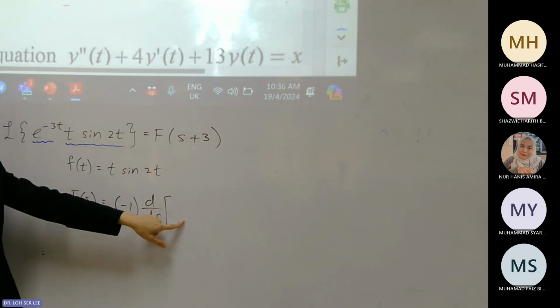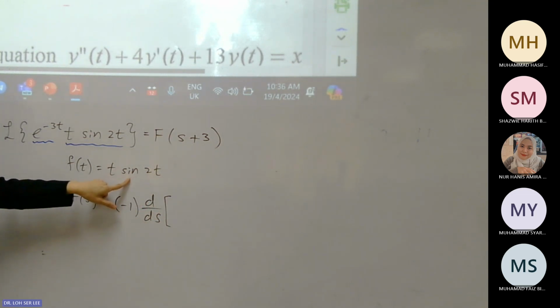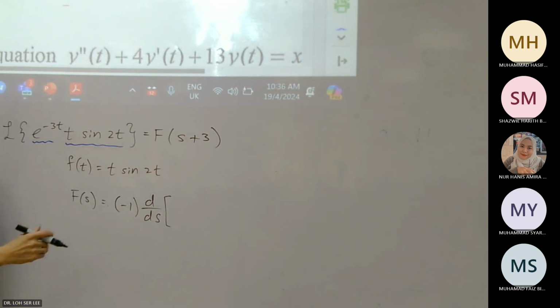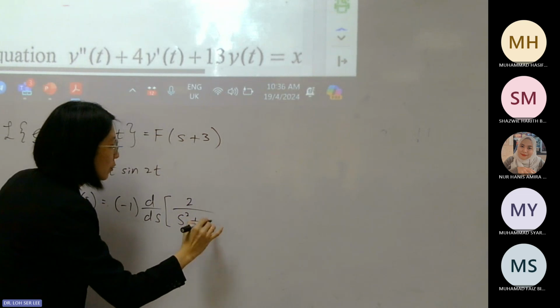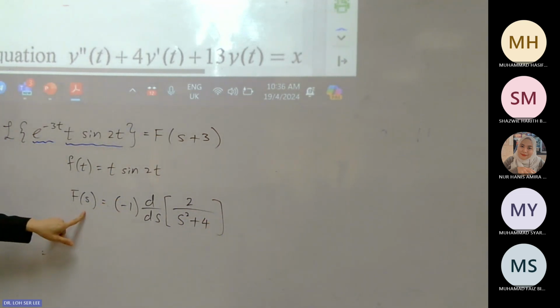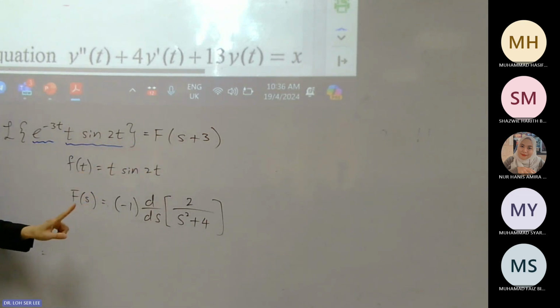What you need to differentiate? The Laplace transform of this function. When you take the Laplace transform of sine 2t, you get 2 over s squared plus 4. So when you solve, you will get your F(s). Once you get your F(s), you can get your F(s+3). This is the first way.